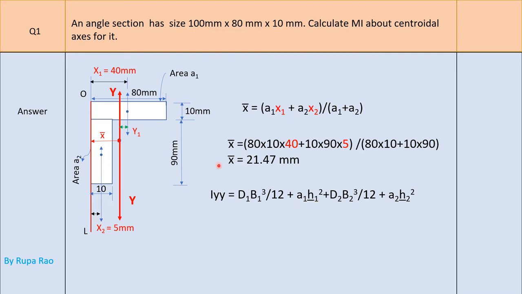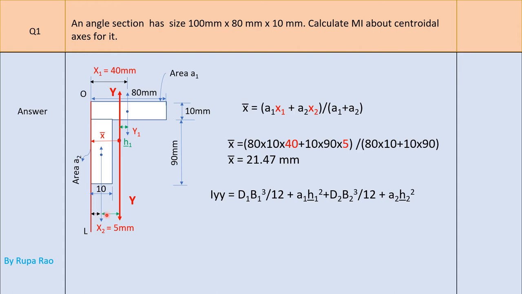So what is h1? h1 is the distance between this axis yy and y1. This is the distance which I have shown in green. That is our h1. How we get h1? Now from the reference line up to here is x bar. From this reference line up to y1 is 40, that is x1. So h1 will be x1 minus x bar. So if I do 40 minus 21.47, then I get this distance h1. So h1 is x1 minus x bar.